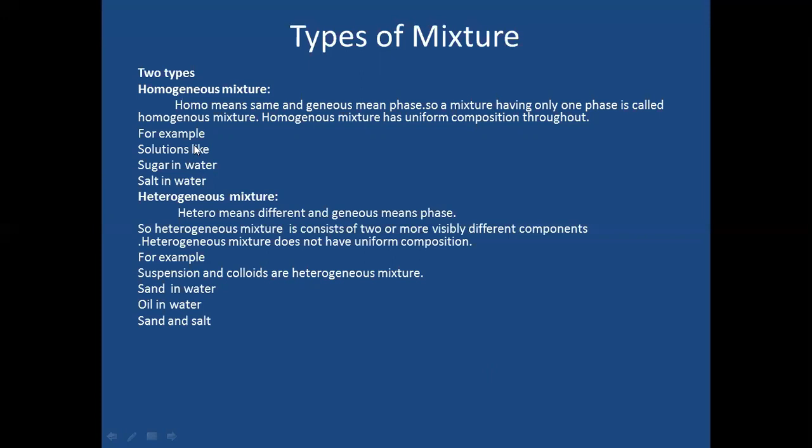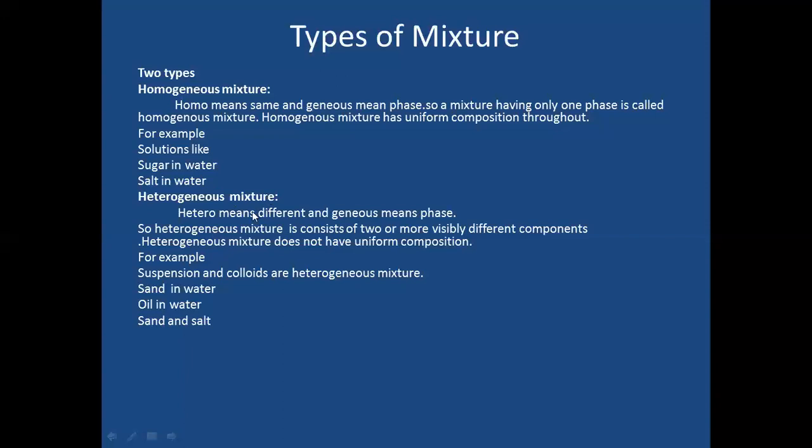For example, solutions like sugar in water and salt in water are examples of homogeneous mixture, because in this case all the phase or the state of the solution is one phase. If you put salt in water, you will not see any salt or sugar in the water, only the solution will appear liquid. No salt you can see, no sugar you can see there. It means that this type of solution where we have only one phase or one state is called a homogeneous mixture.